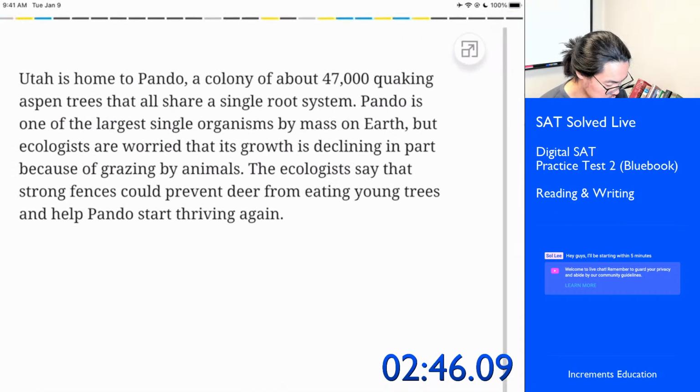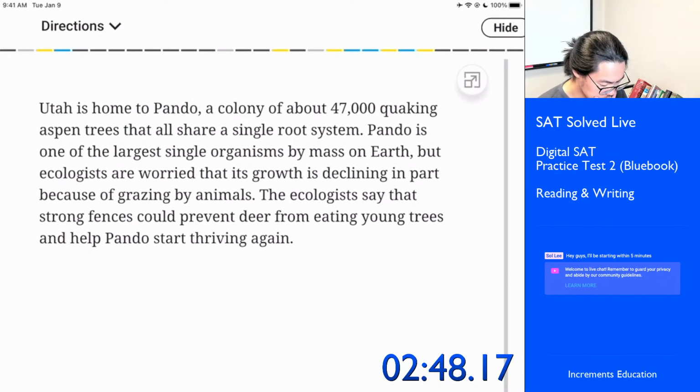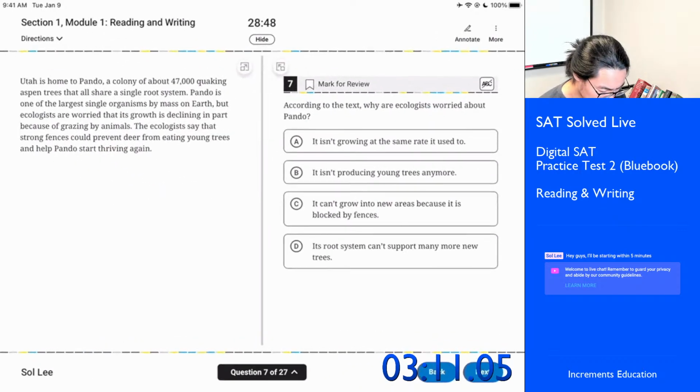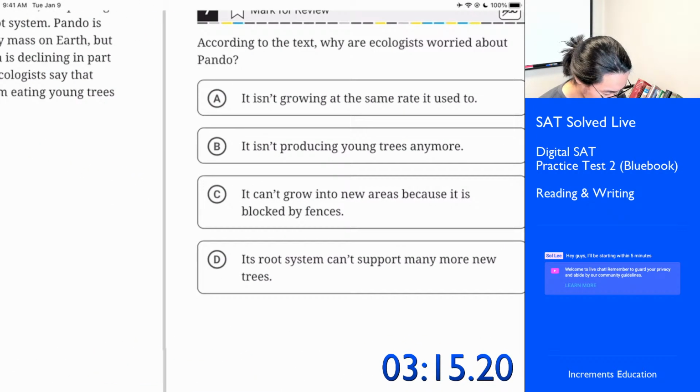All right. Here we go. Utah is home to Pando. I think I've seen this one before too. Colony of 46,000 trees. Okay. Single root system. That sounds crazy. It's a single organism with 50,000 trees. But the growth is declining because of grazing. Sad. Strong fences. Okay, what are we looking for? We're worried about the grazing. Yep.